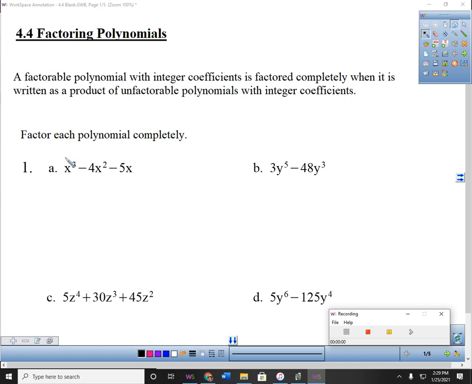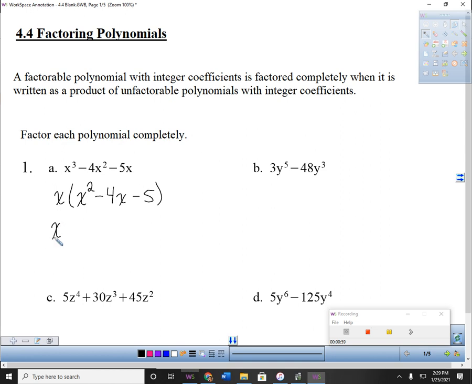So if I'm looking at part A, the first thing we always look for is a common factor. So these four are just kind of like a review of what we've already done. So if I look at this, my greatest common factor is x. So I'm going to divide an x out. X cubed divided by x is x squared. Negative 4x squared divided by x is negative 4x. And negative 5x divided by x is negative 5. So now I'm left with this trinomial, and I'm going to factor that.